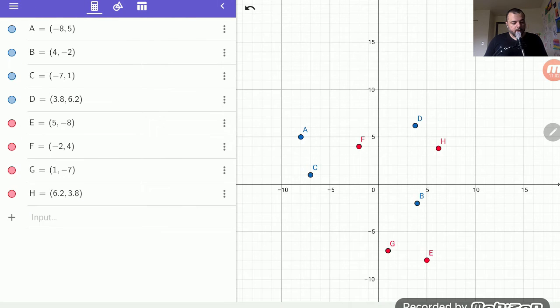So the blue points represent the H set, and the red points represent the h to the power of -1. I don't like this name, but let's keep it for now, and we're going to change it later. I would like to make some connection, so I would like to connect A with E and B with F and C with G and D with H, because we just interchange the coordinates.